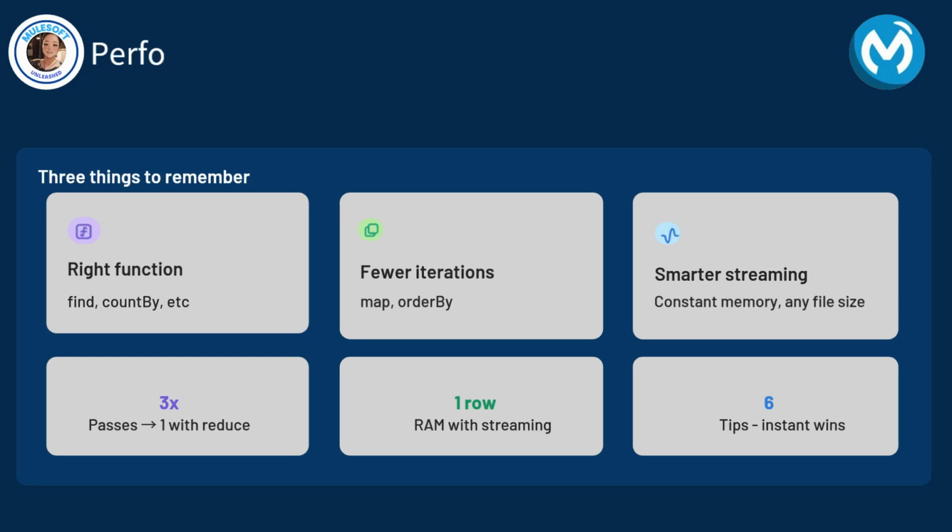Performance optimization doesn't require complicated algorithms. In many cases, it's simply about choosing the right DataWeave function, reducing unnecessary iterations, and making better use of streaming. These small improvements can dramatically reduce execution time and memory usage, especially in enterprise integrations handling millions of records.